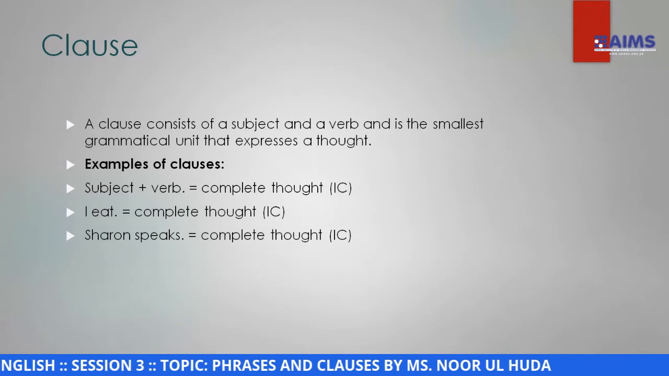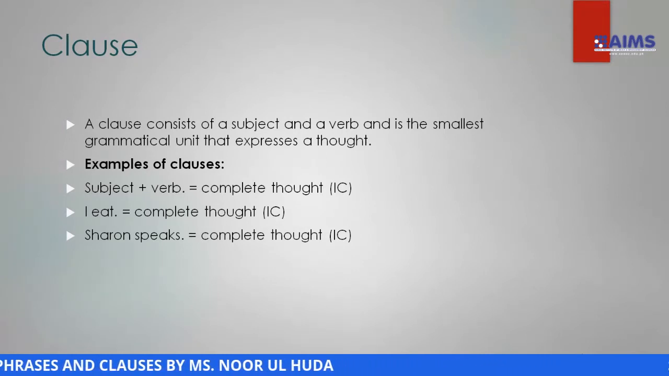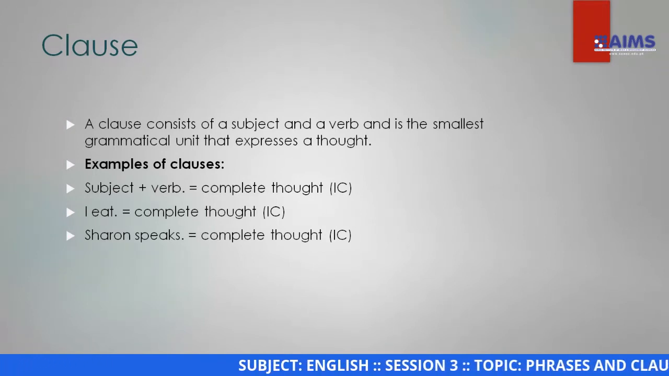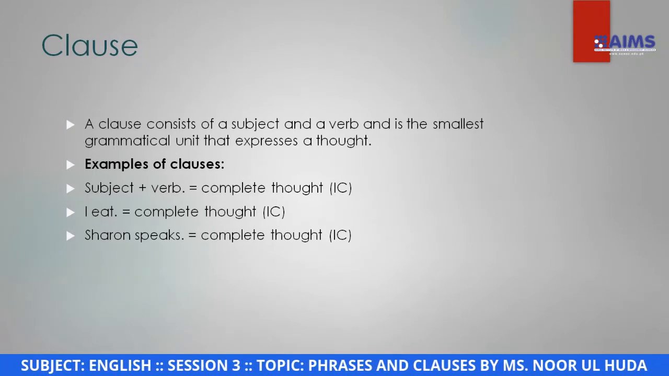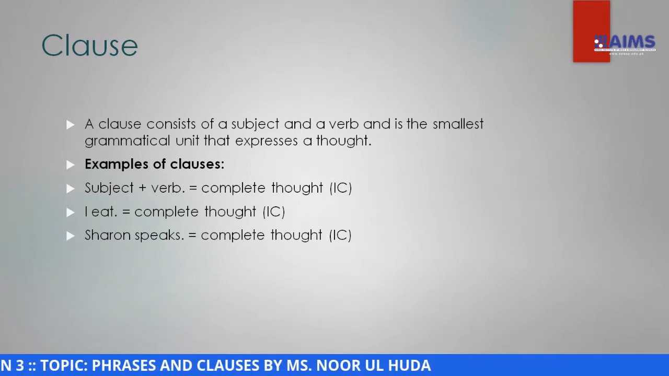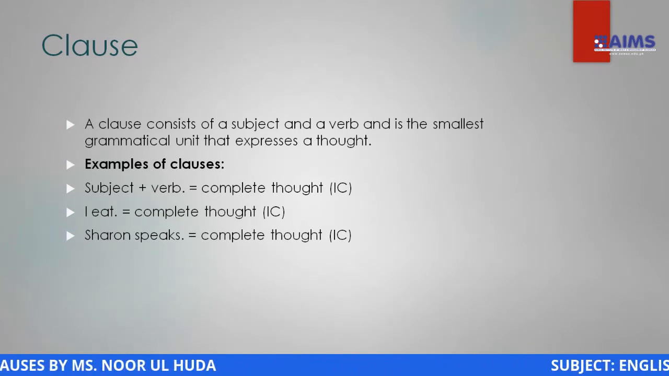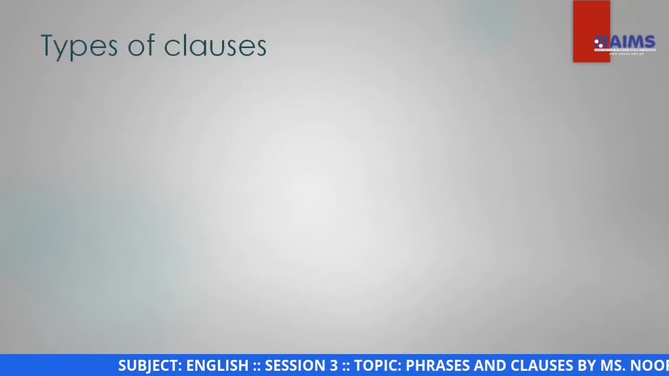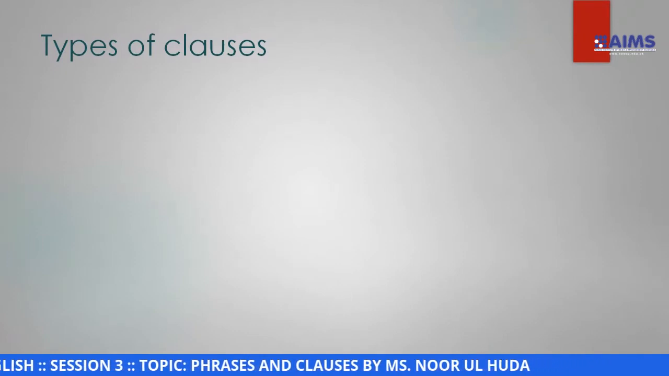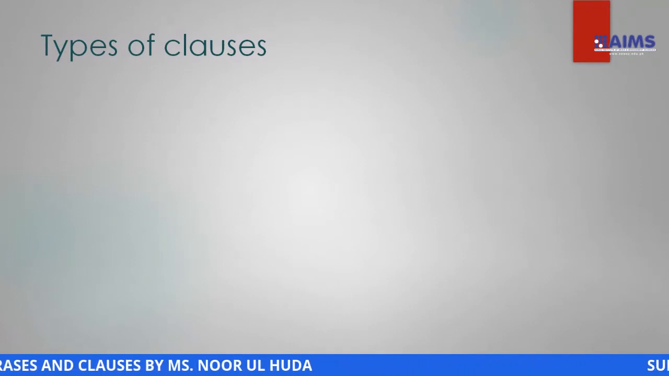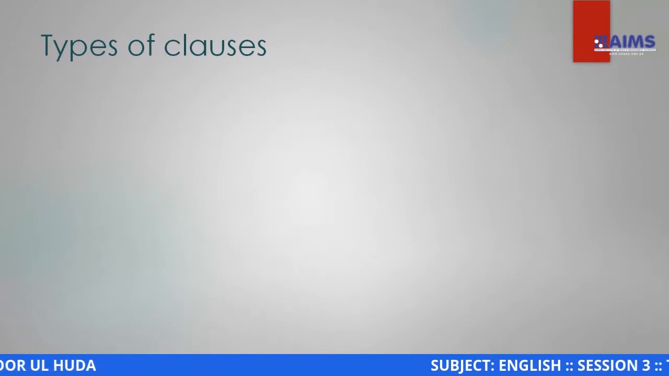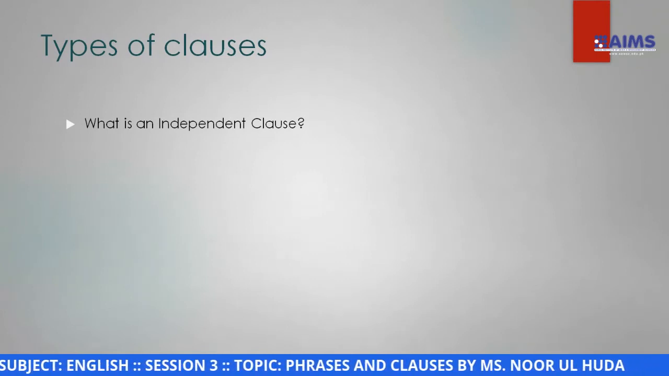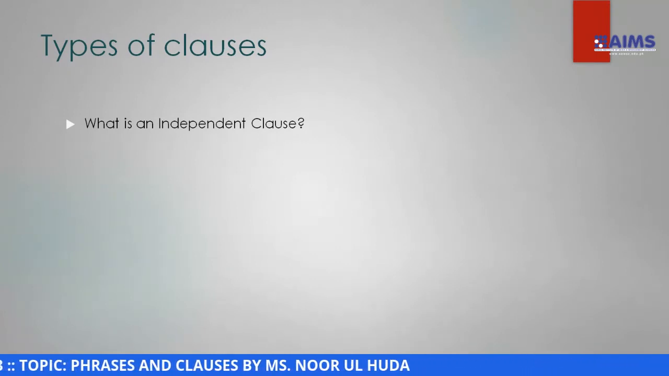Why are we not naming it a phrase? Because it has both the subject and the verb. If the combination of words has both the subject and the verb, we call it a clause, not a phrase. Similar to phrases, clauses also have some types. And what are they? Independent and dependent. First of all, we focus on independent.